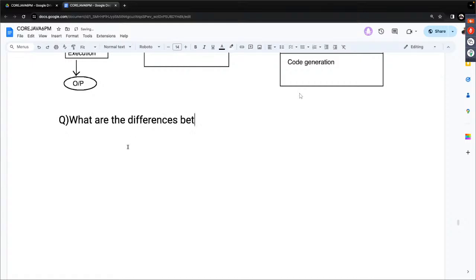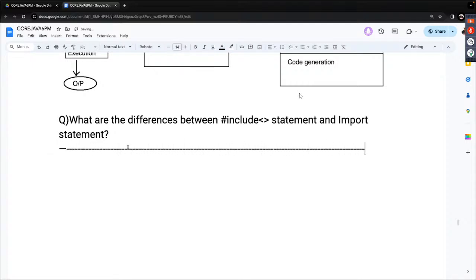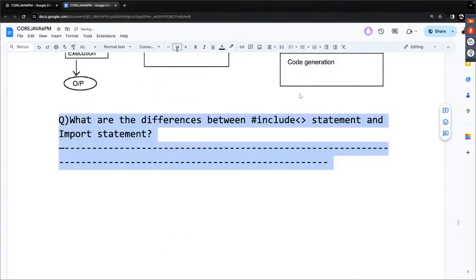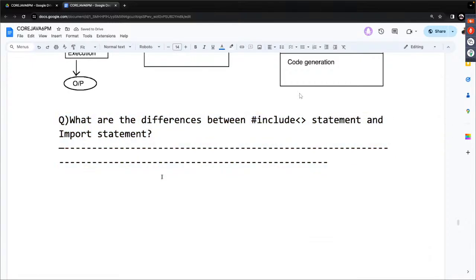Just one minute. You guys just give a minute of time. Right, sir. So what are the differences between hash include statement and import statement? This is a question we have to understand. What are the differences between hash include statement and import statement? Now understand it clearly. This is one of the important interview questions that we have to understand clearly. Everybody has to understand this question here.